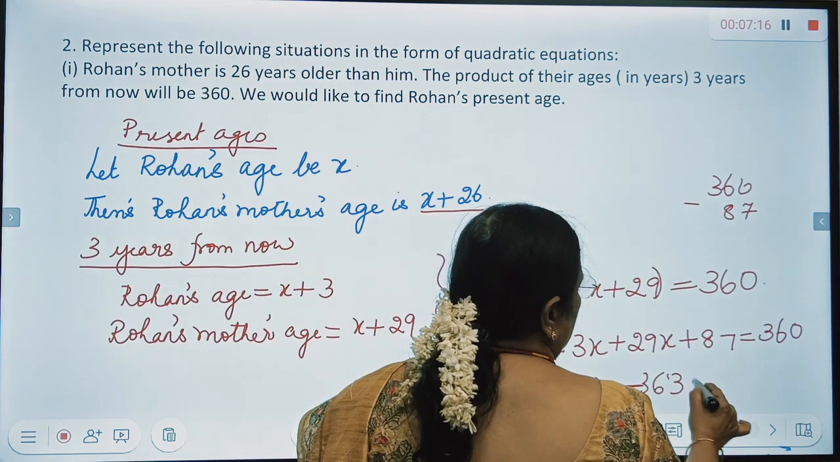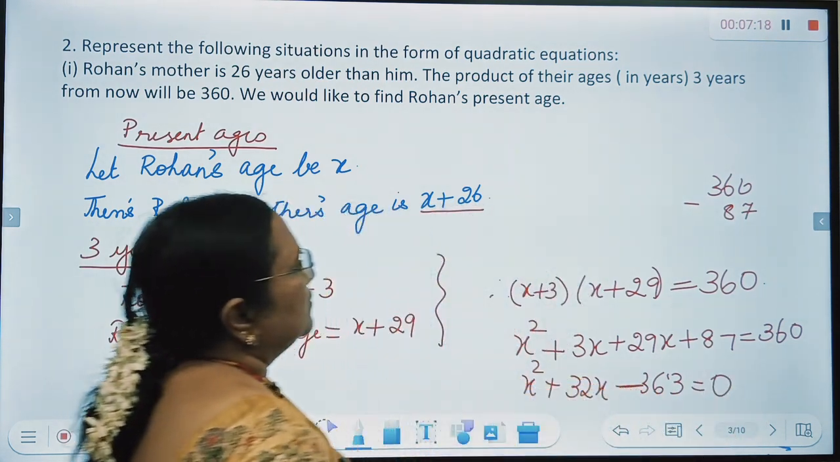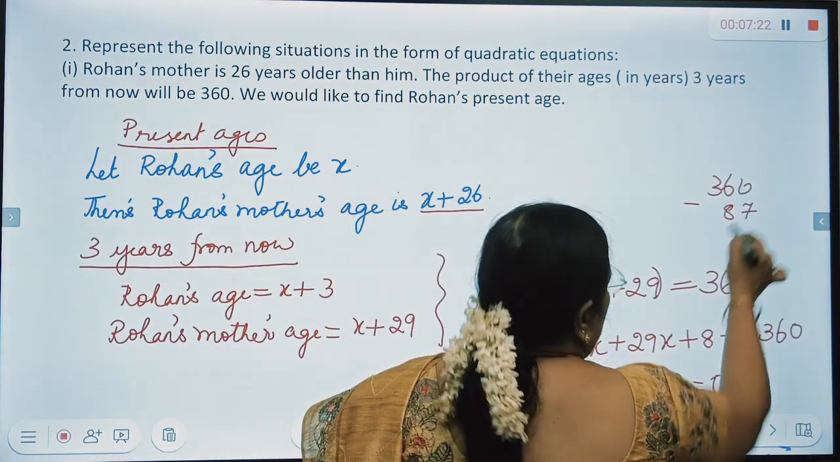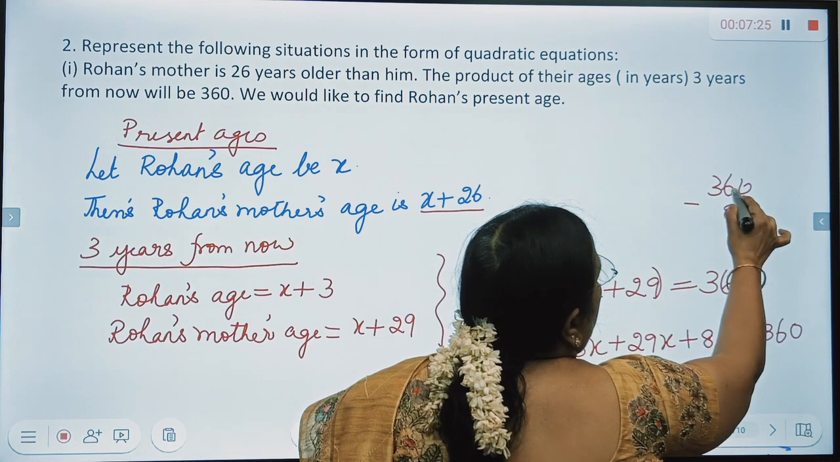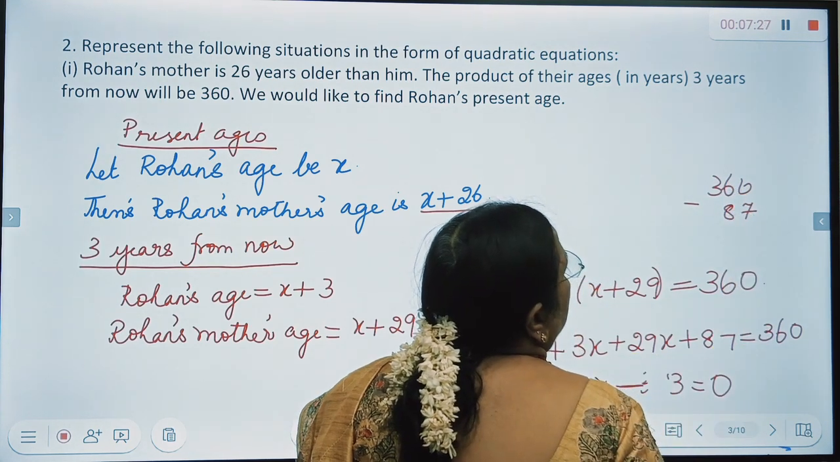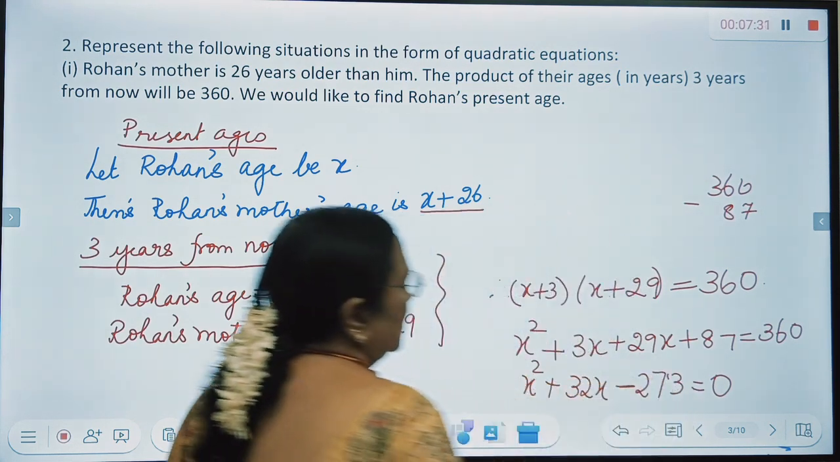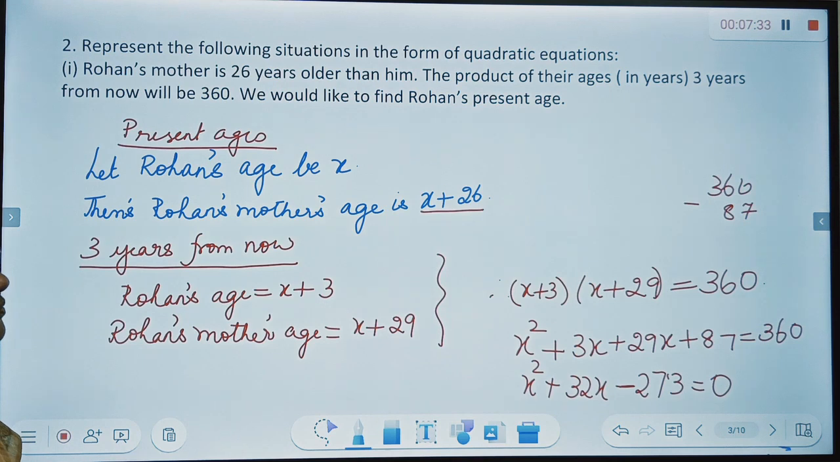Equal to 363 equal to 0. 10 minus 7, 270 equal to 0. Are you able to follow? So this is how you form the quadratic equation.